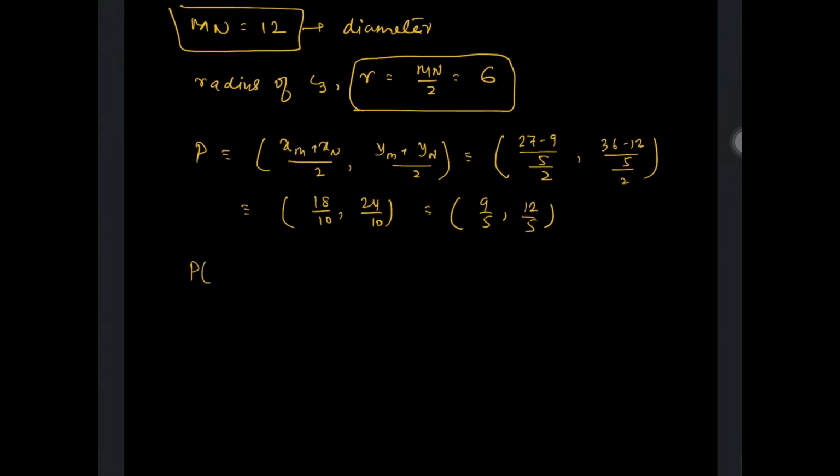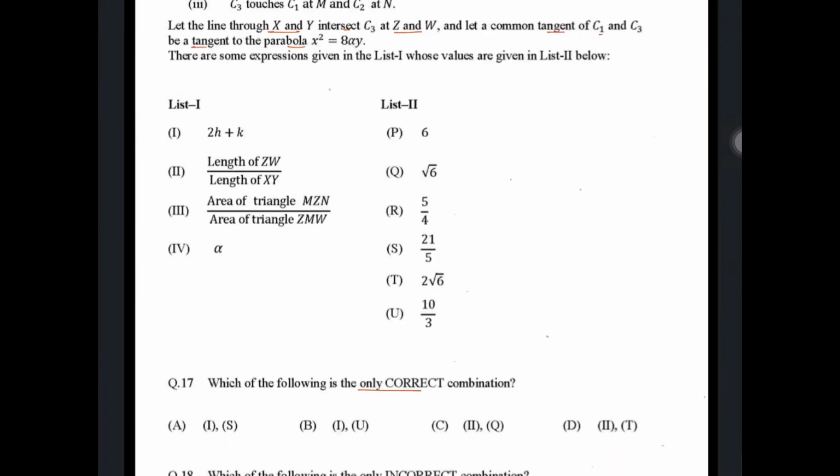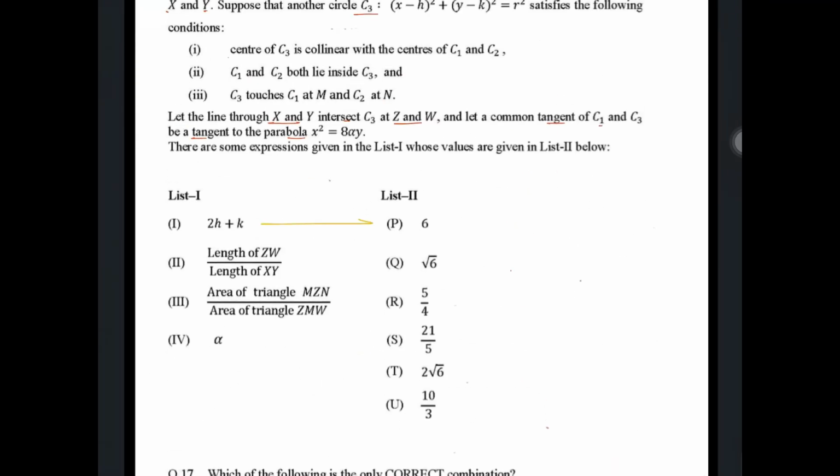And the center coordinate of C3 is h comma k, and that is 9 by 5 and 12 by 5. So h is 9 by 5, k is 12 by 5. So the first question is, what is 2h plus k? So that is 18 by 5 and 12 by 5, that is 30 by 5, which is 6. So let's see. So 1 will match with P.